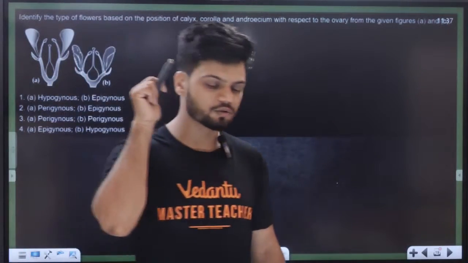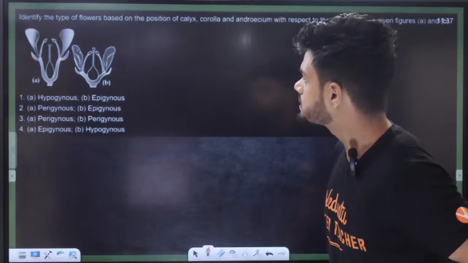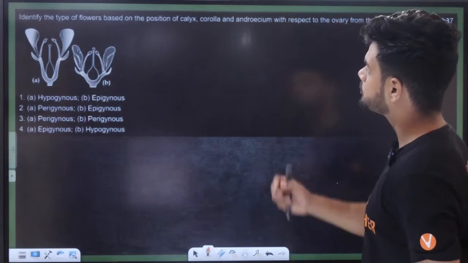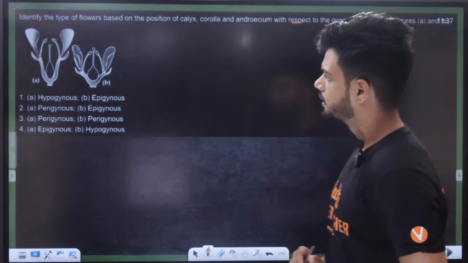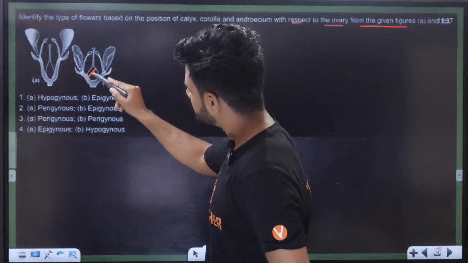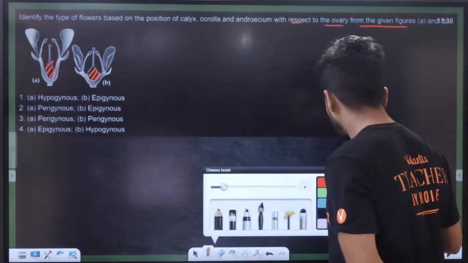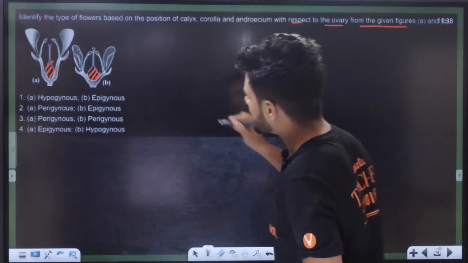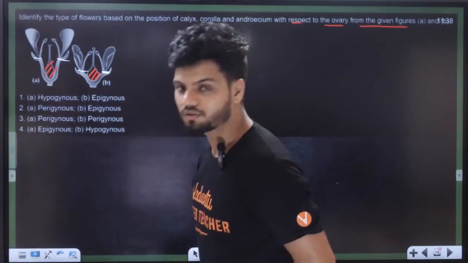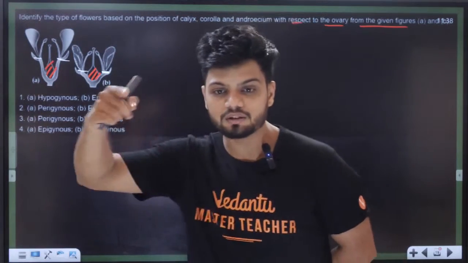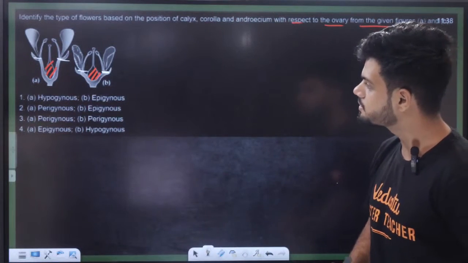Can anyone tell me the answer to this question right here on the board? Identify the types of flower based on the position of calyx, corolla and androecium with respect to the ovary from the given figure. Now can you see the ovary is in the center right here, not on the top, not on the bottom. At the same time, the other whorls are coming from the rim of the thalamus. So from the rim of the thalamus, all the other whorls are coming out. So can I technically call it perigynous? Both are perigynous.